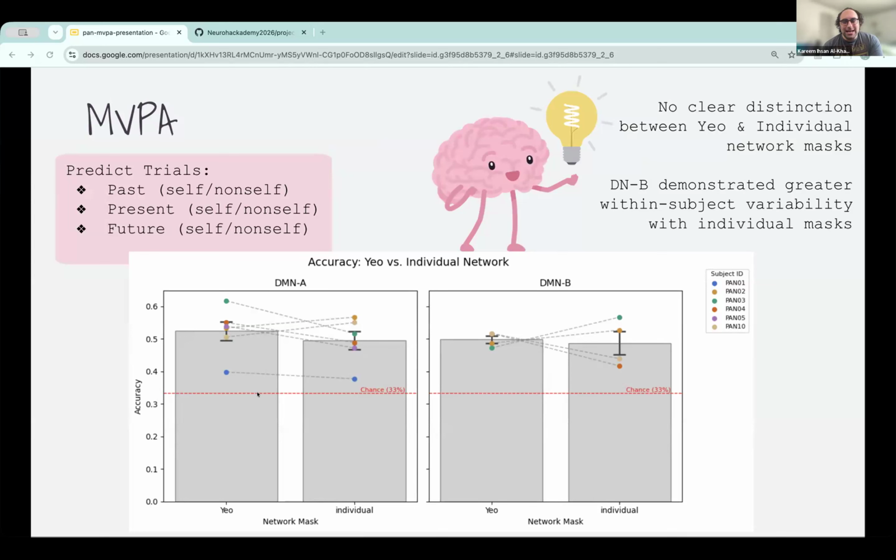The task data was masked to either default mode network A or default mode network B using 2 different methods of defining networks. One is the individualized network masks, and the other is from the Yeo network masks. We see that regardless of which atlas, Yeo or the individualized network mask, there really wasn't any difference in accuracy. And default mode network B demonstrated greater within-subject variability as opposed to the individual masks.